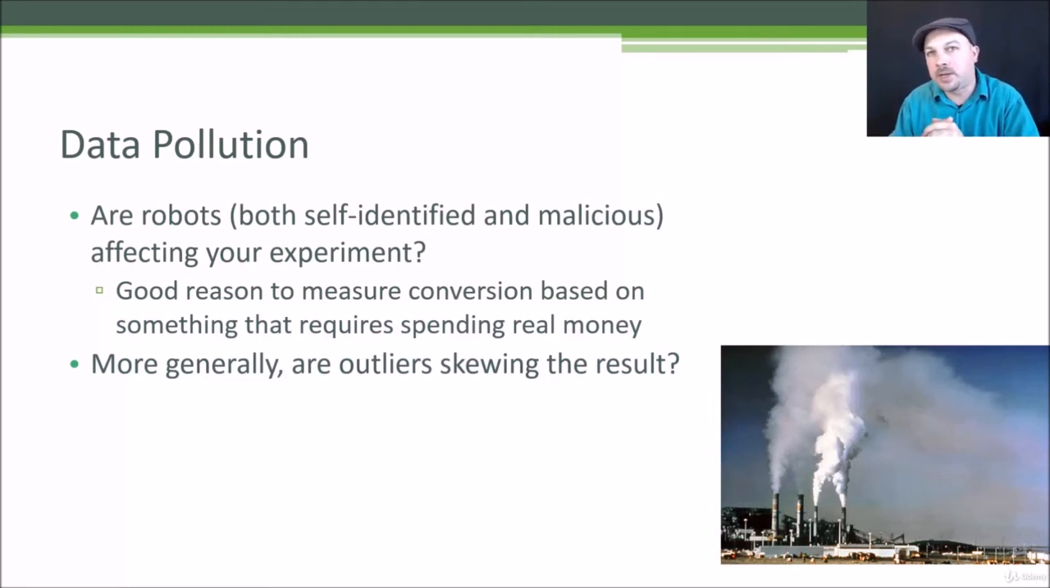So it's very important to study the input going into your experiment and look for outliers and analyze what those outliers are. Should they be excluded? Are you actually letting some robots leak into your measurements, and are they skewing the results of your experiment? This is a very, very common problem and something you need to be cognizant of.